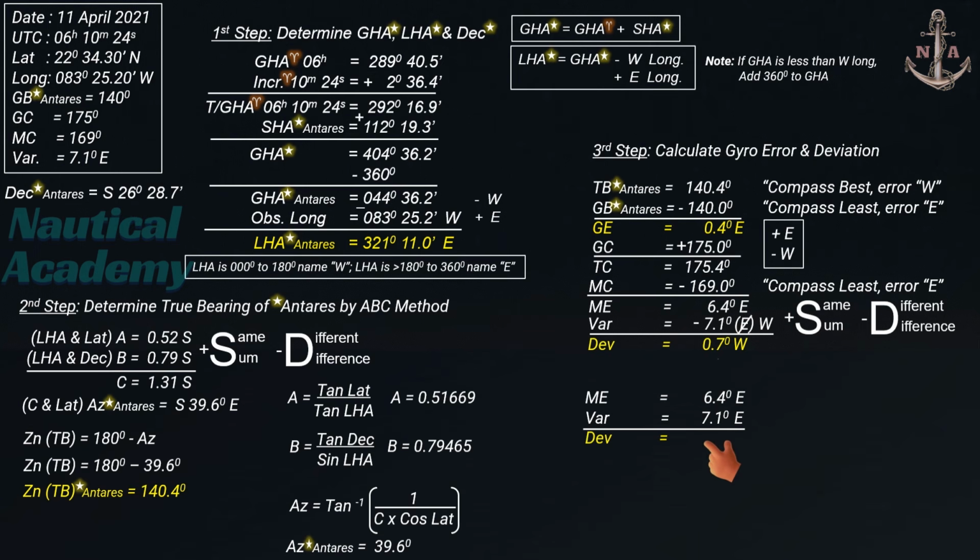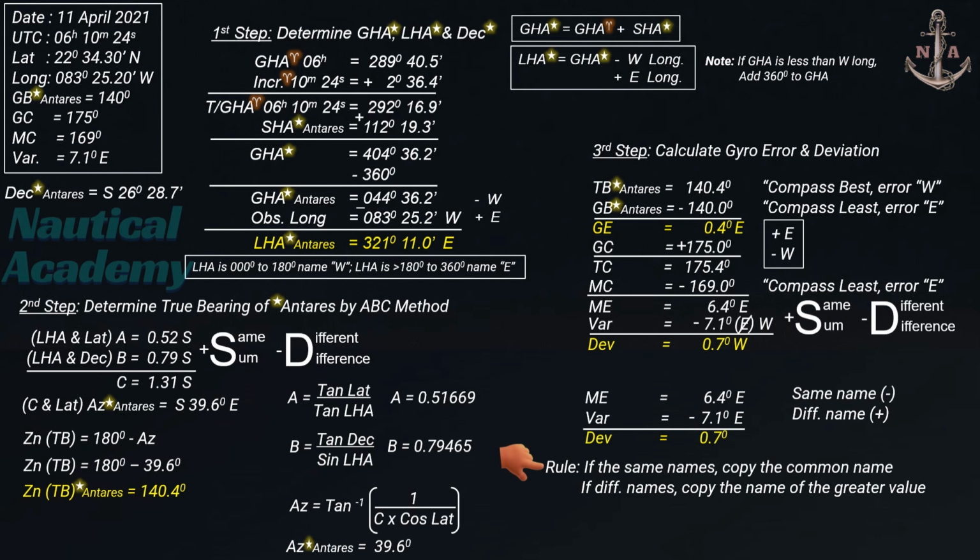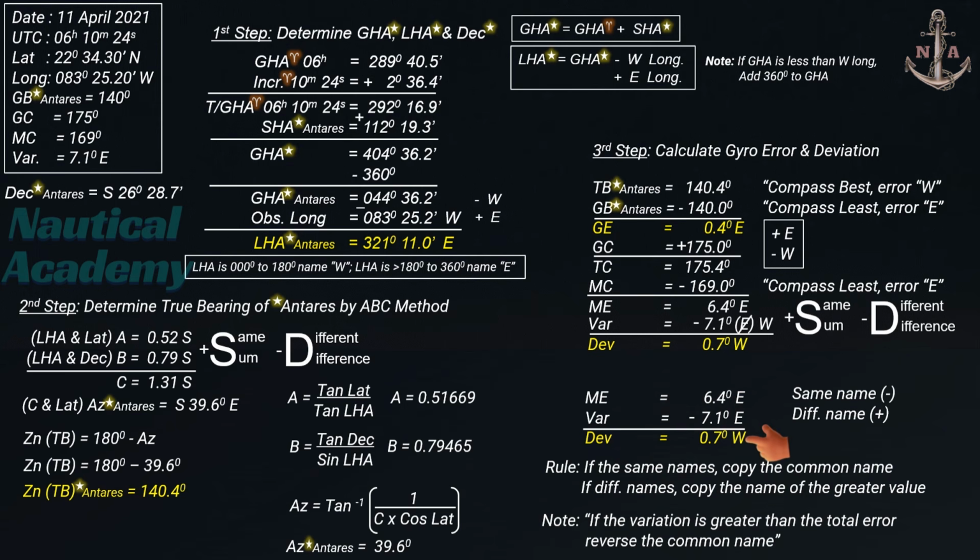Now, we can use an alternative method that does not require reversing the direction of variation. This method follows the rule, same names subtract, different names add. In this case, since the total error and variation have the same name, we subtract the lesser value from the greater. In naming the deviation, if the names are the same, copy the common name. If they are different, take the name of the greater value. However, in this situation, the variation is greater than the total error. The rule is to reverse the common name to determine the direction of the deviation. The deviation is 0.7 degrees west.